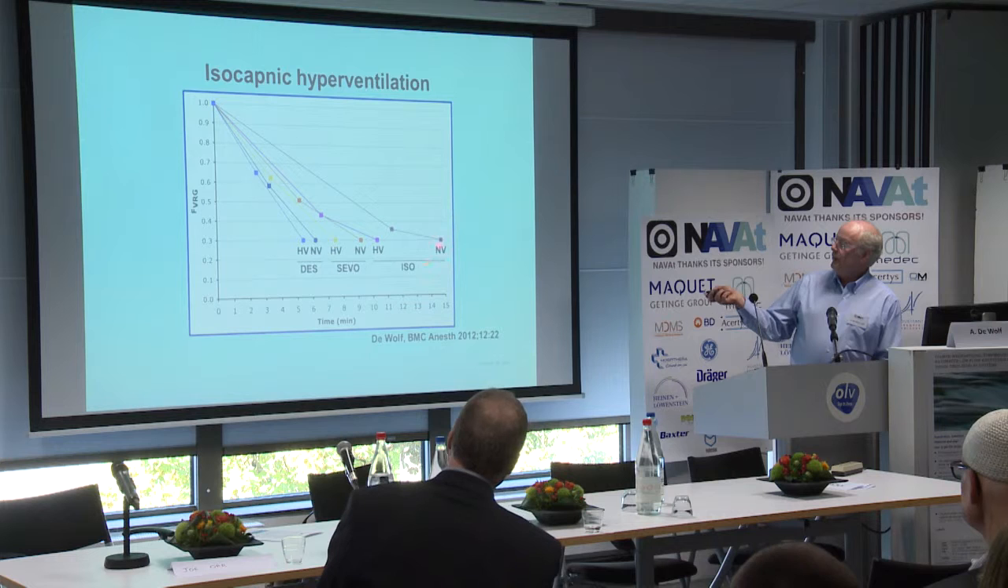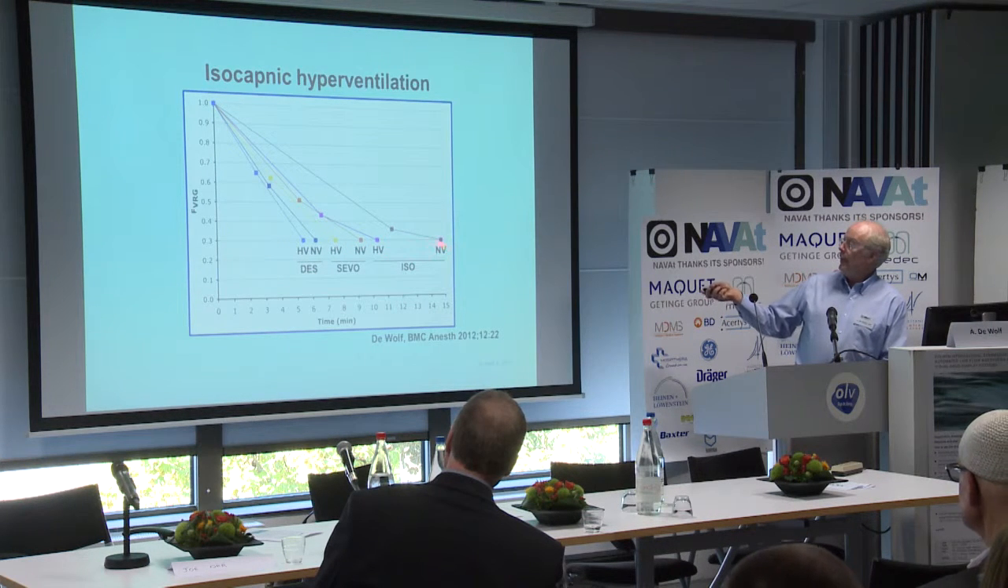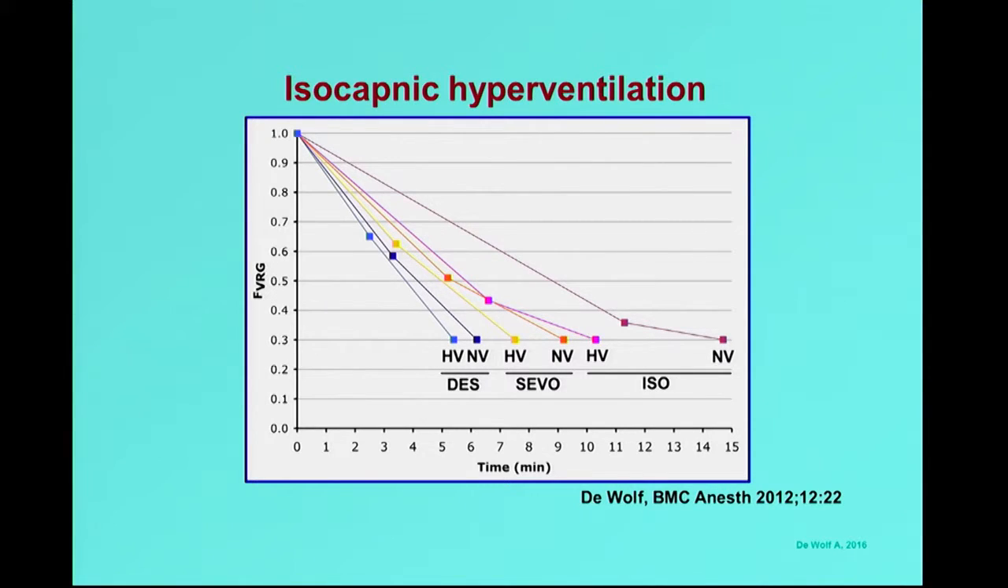What we see with hyperventilation is that these curves are shifted to the left. In other words, with isoflurane, you cut off about 5 minutes of your emergence time, while with desflurane, you only gain 1 minute or so.